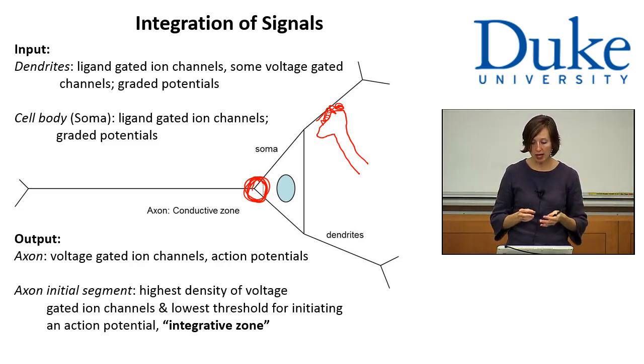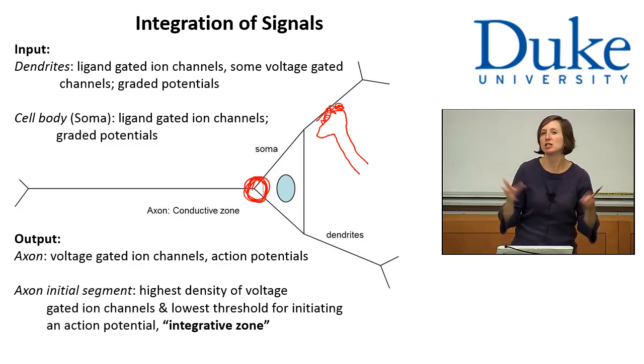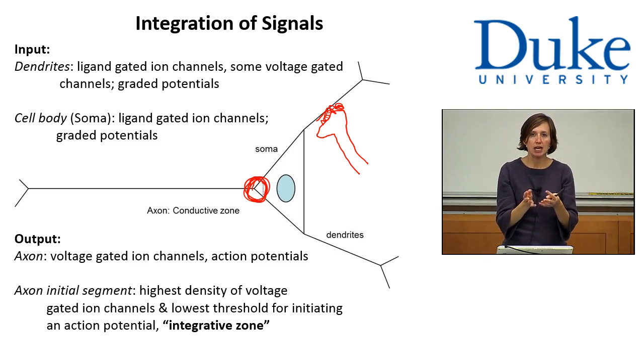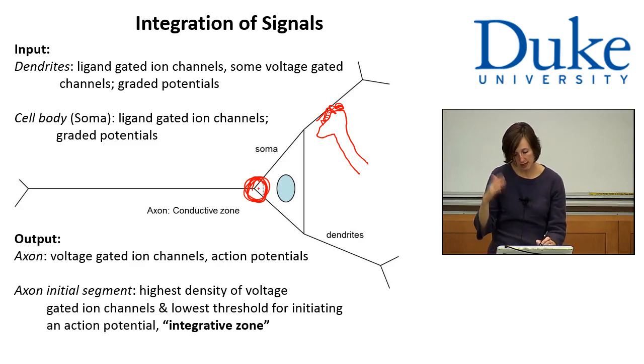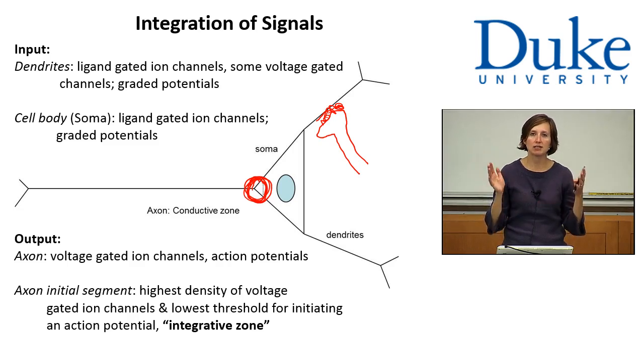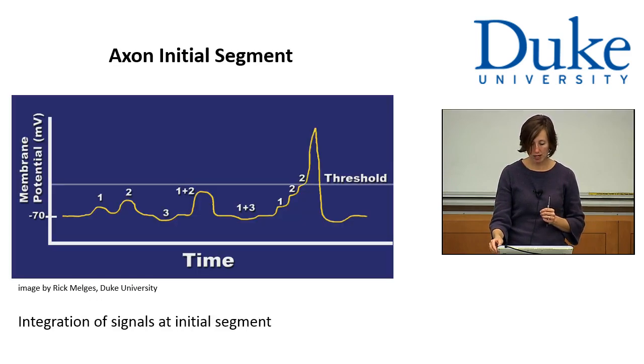So in this way, you can think of the cell body and the dendrites as kind of the place that's summed. All those signals are summed through graded potentials, and if the stimulus is high enough, then the initial segment will take that information and decide whether or not to have an action potential. And we'll talk about this much more right now.